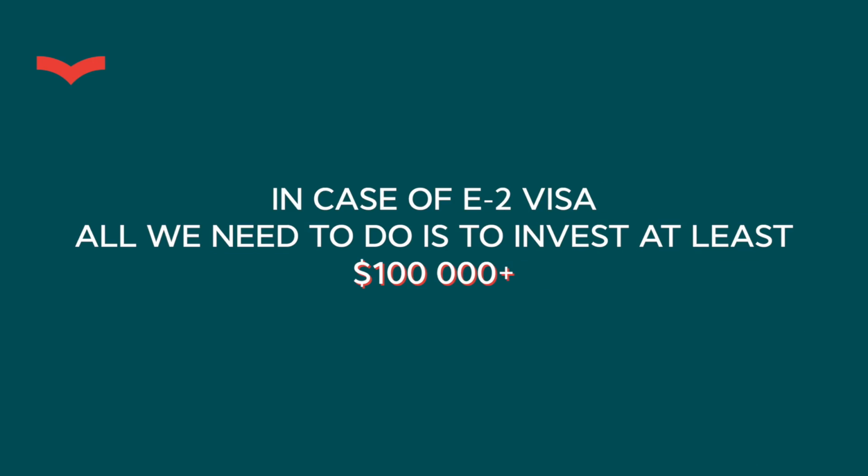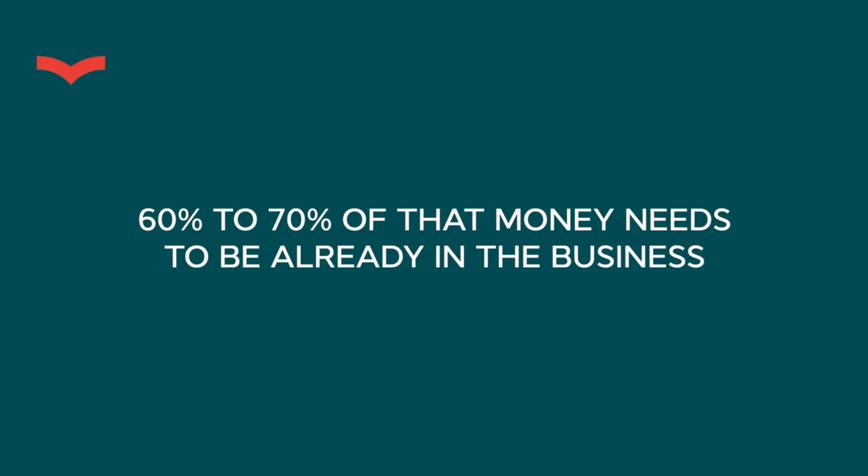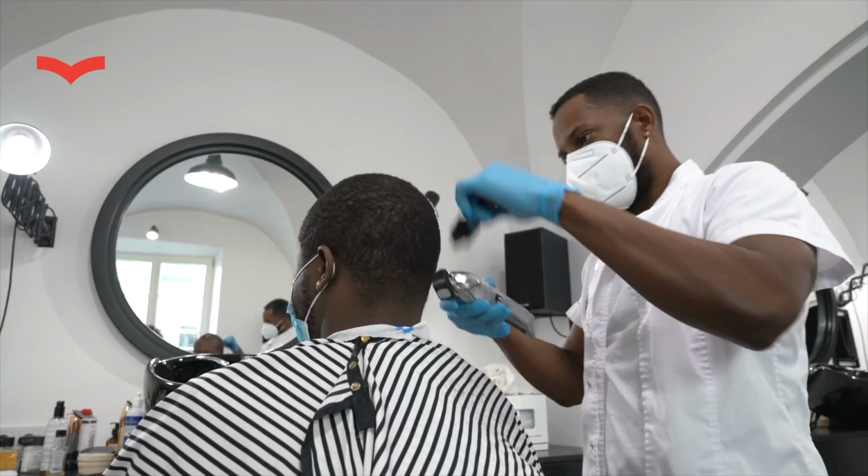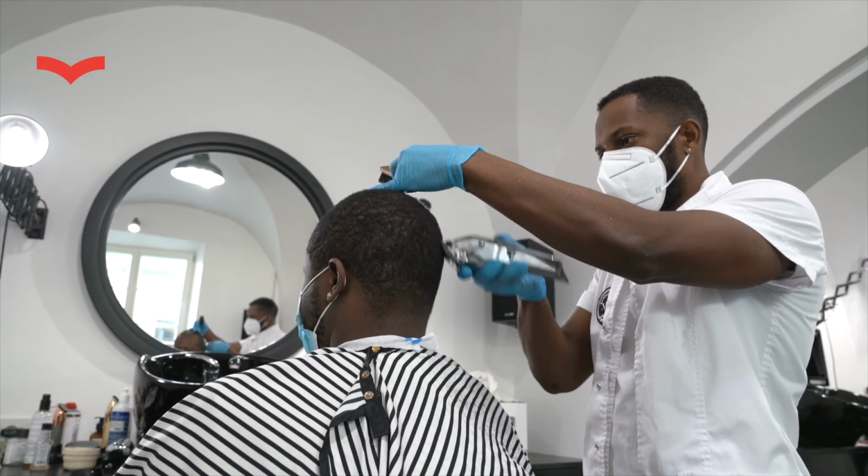In case of E2 visa, all we need to do is to invest at least $100,000 plus. That's the amount of money that we need to invest into the business in order to get approval for this visa. And do not forget that E2 visa requires the spendings before we file the petition. 60 to 70% of that money needs to be already in the business. For example, if you want to invest $100,000 in your startup business, let's say it's a barbershop, you need to spend $60,000 to $70,000 before we file the petition for your business needs.